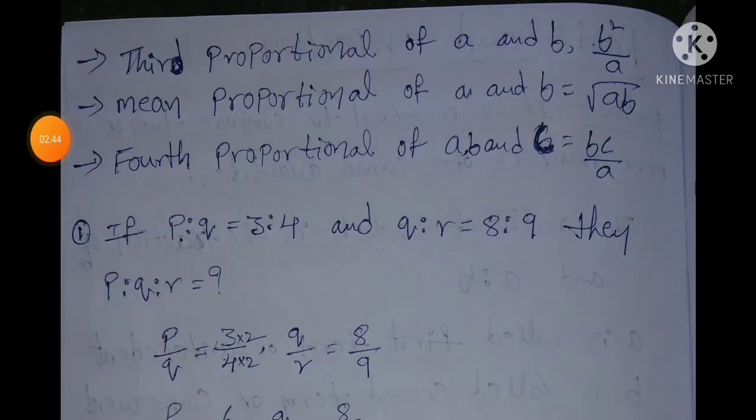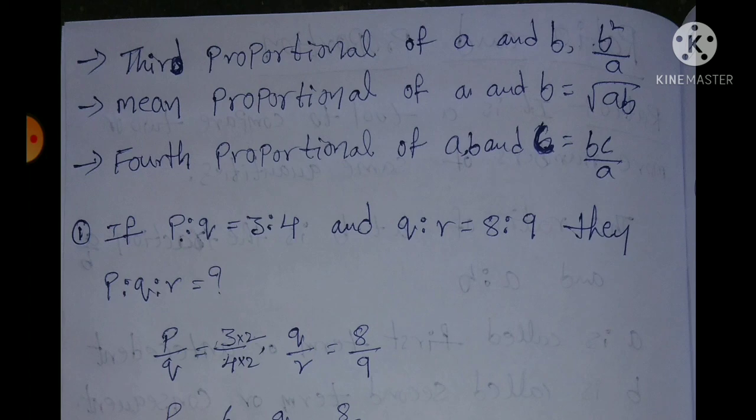Next, the third proportional of A and B is nothing but B square by A. Mean proportional of A and B is nothing but root AB. Fourth proportional of A, B, C is nothing but BC by A.